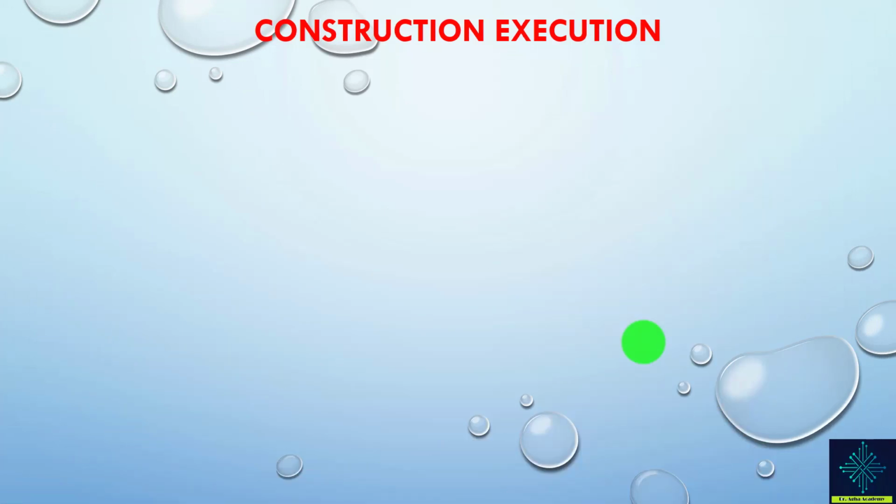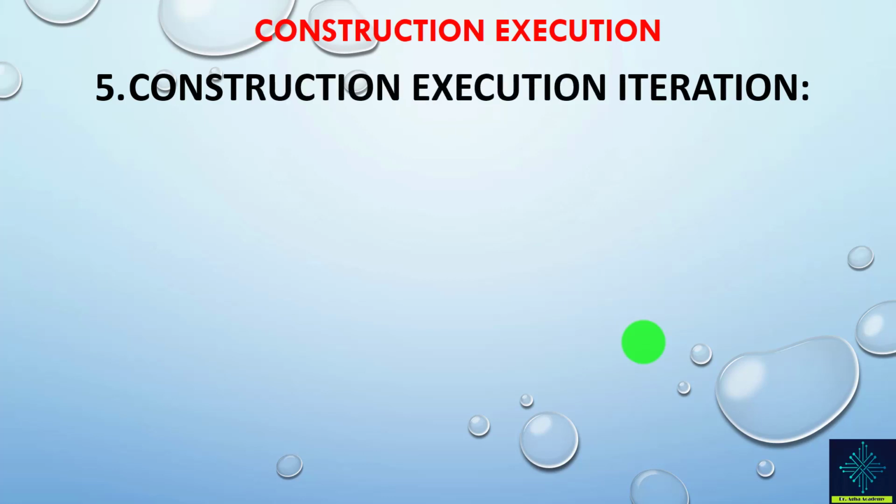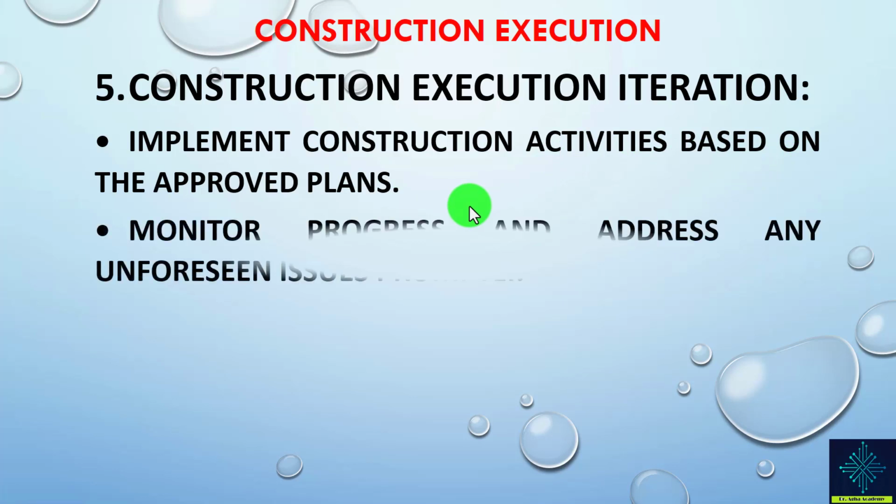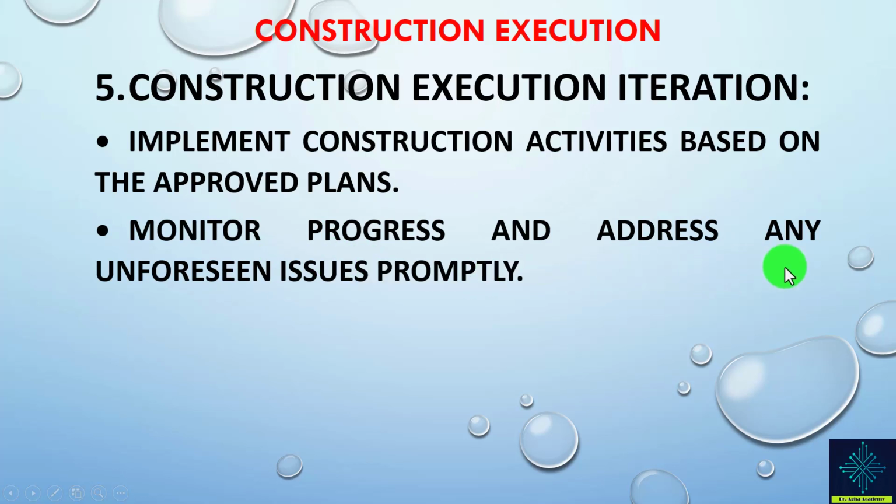Then construction execution. This is the construction and execution phase or iteration. So we implement construction activities based on approved plans, which we have done before, as we have seen. Then we monitor progress and address any unforeseen issues promptly as they arise. We have to discuss the reasons why the issues are there and the root causes of the issues. So root cause analysis, or RCA, is very important during this phase.